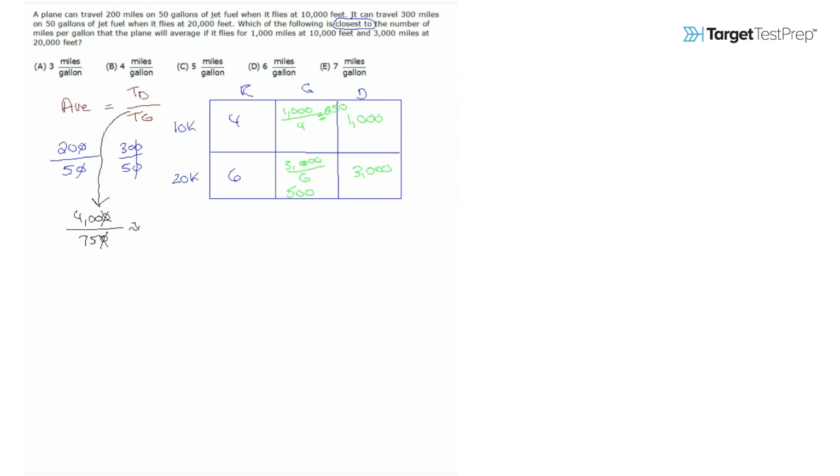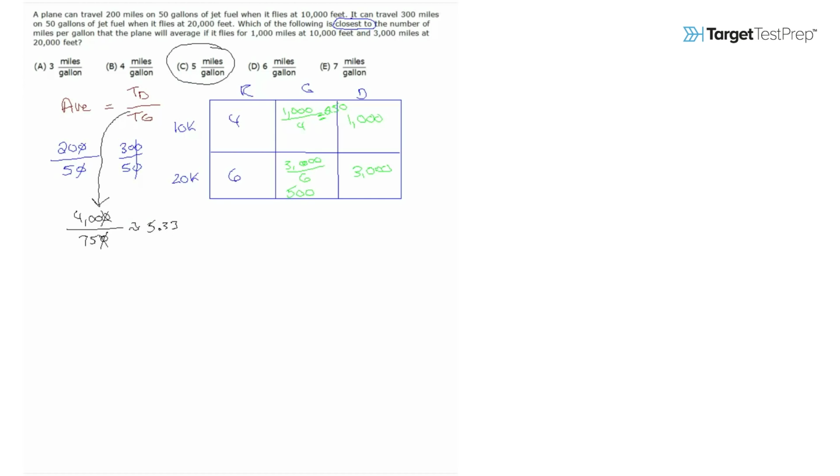And when we do the math all the way out, we see that our answer is about 5.33. Now, as I said, they allowed you to use estimation here. You need to use that to your advantage, and you get an answer of C.